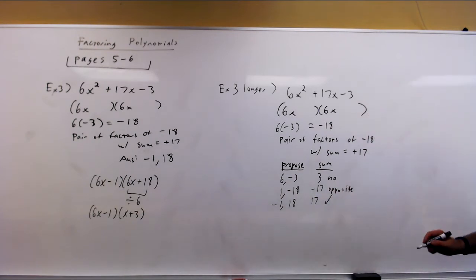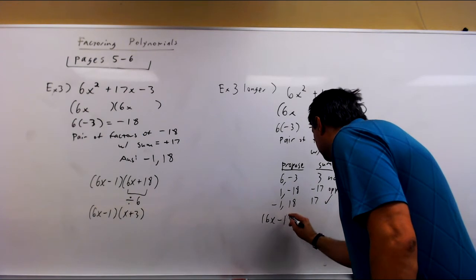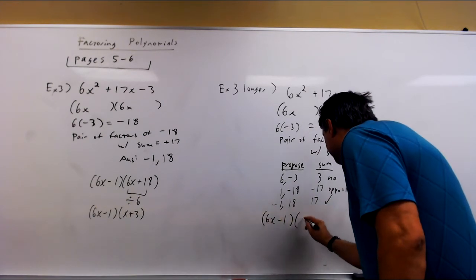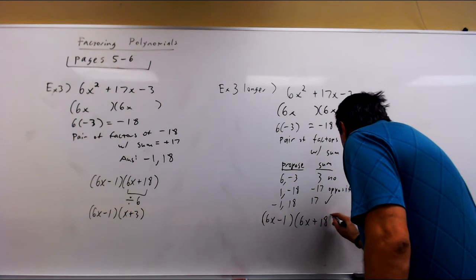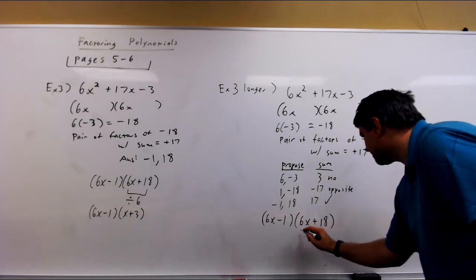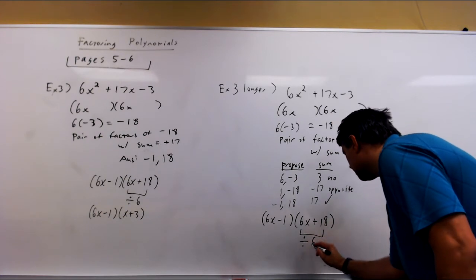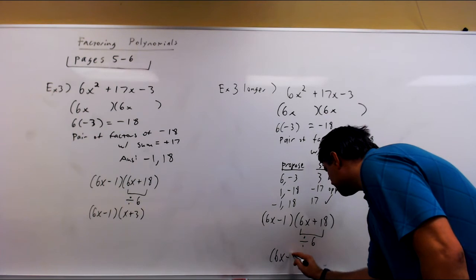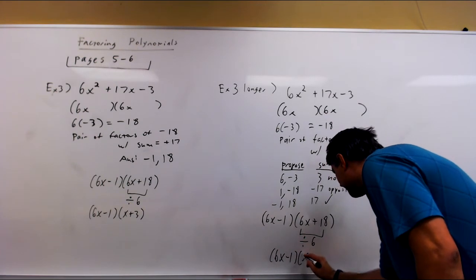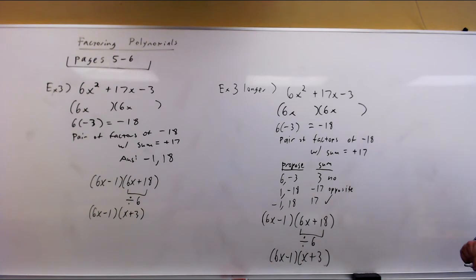That's what we need. So 6x minus 1 and 6x plus 18. No common factor besides 1 in the first, common factor is 6 in the second. So, 6x minus 1 and x plus 3. Okay, same as before.